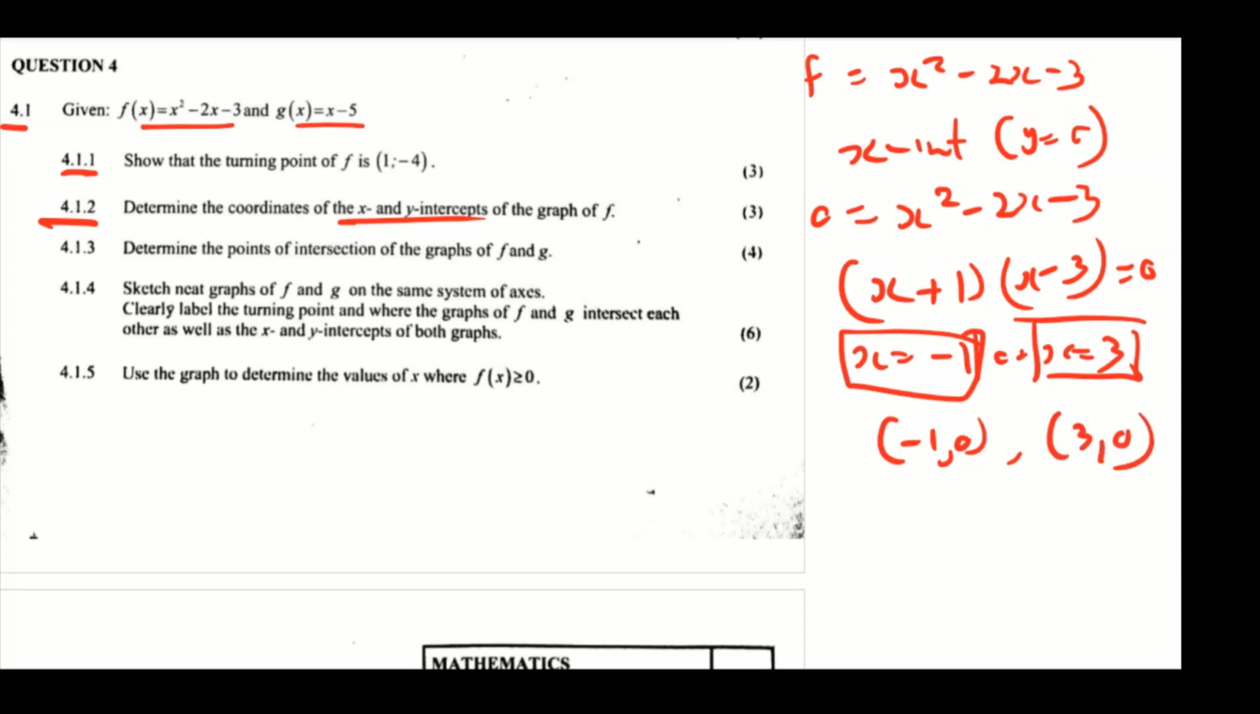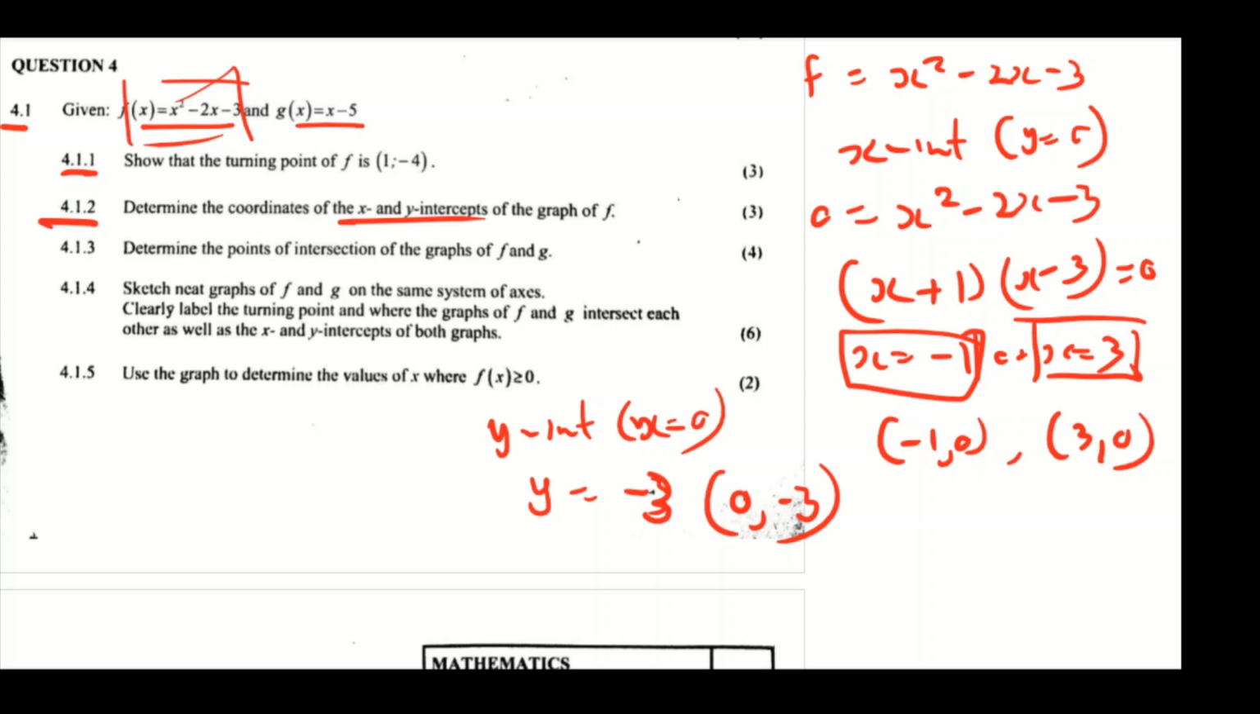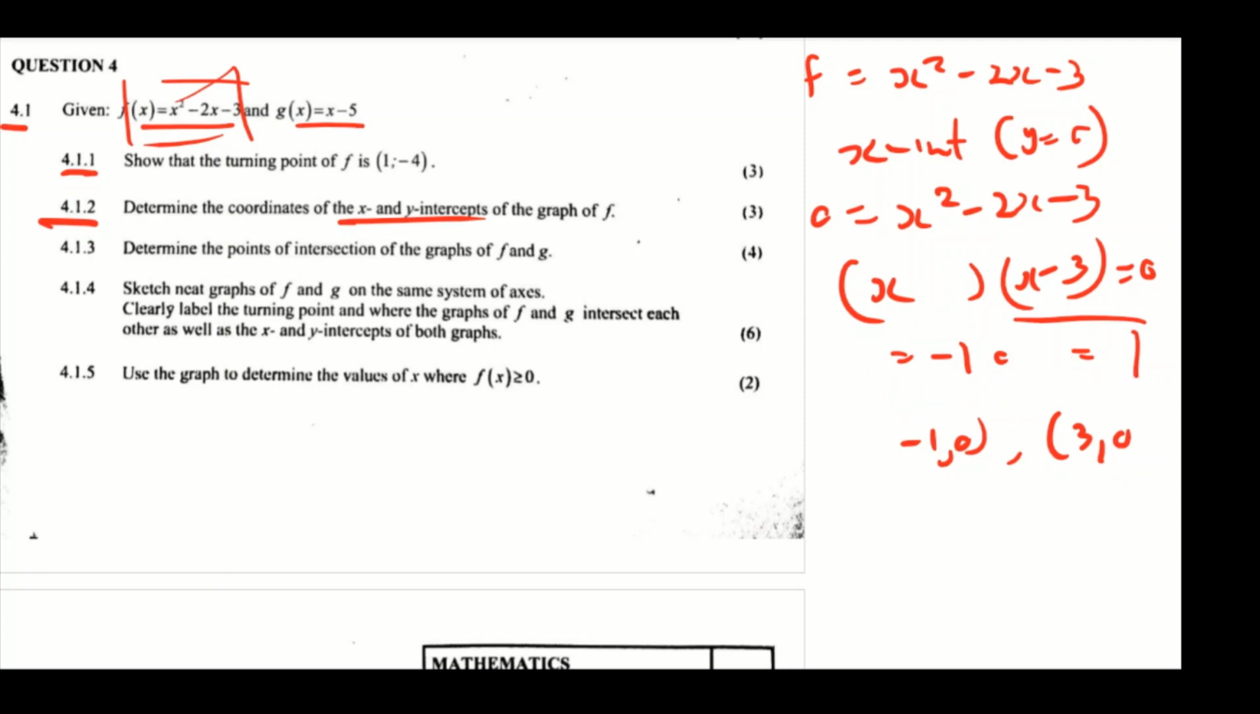So these are your x-intercepts, and your y-intercept is when x is equal to 0. So here in your f of x, you're going to put 0 at x. So you're going to find y being equal to minus 3. If you write that down in coordinate form, it's 0 and minus 3. So now you have your x and y intercepts. So you are done solving this question, 4.1.2.